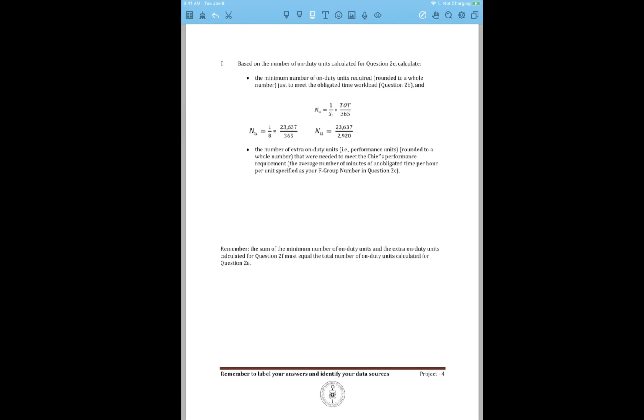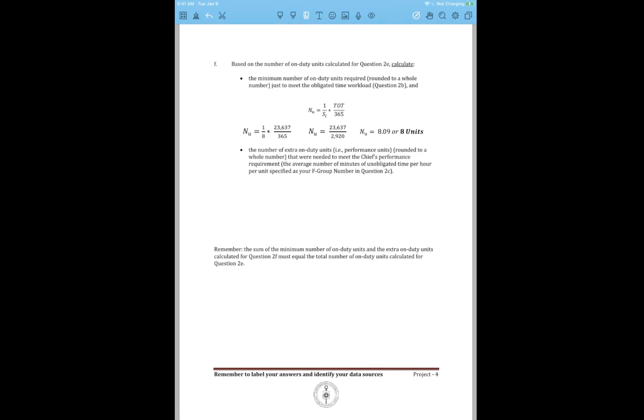Okay, so it's 23,637 divided by 2,920, and I get 8.09, and I'm going to round that down to 8 units. These are the units available that if I had no other units available, these guys would be going call to call to call to call without any break. So these are the minimum number of units necessary to handle the reactive work.